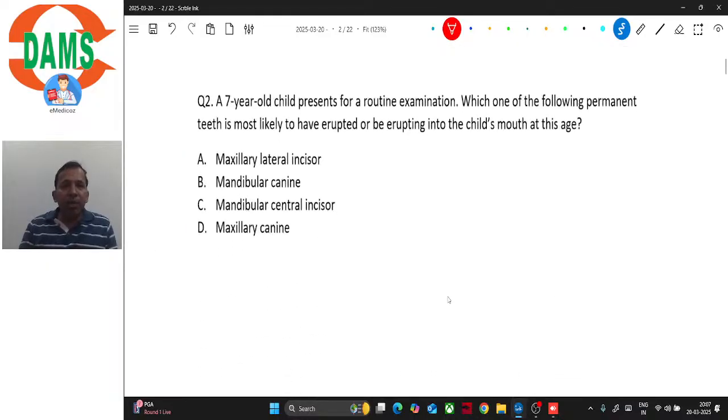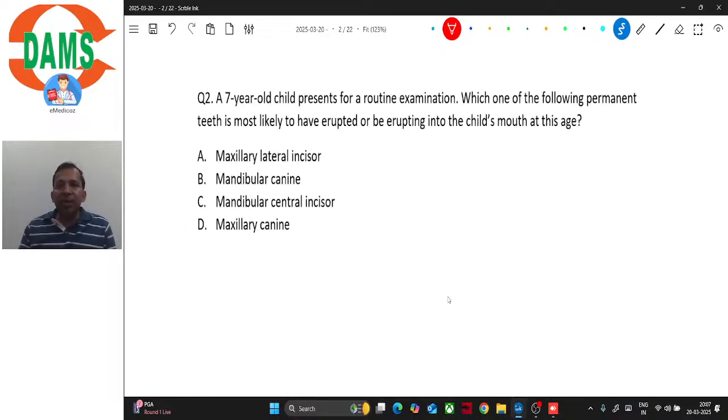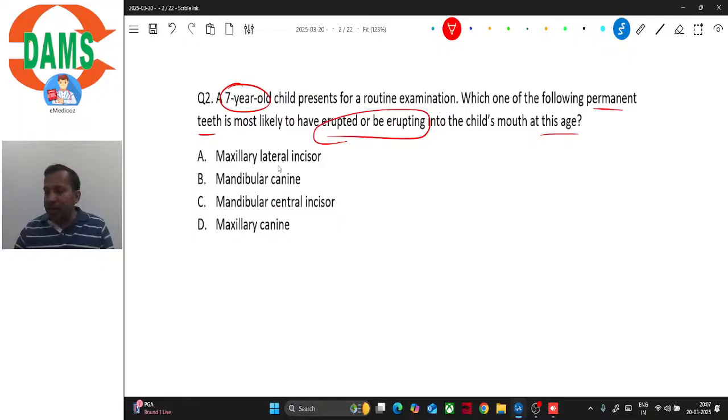So, the next question. A 7-year-old child presents for a routine examination. Which one of the following permanent teeth is most likely to have erupted or be erupting into the child's mouth at this age? So basically, which tooth erupts at the age of 7 years, right? Options are maxillary lateral incisor, mandibular canine, mandibular central incisor, and maxillary canine.